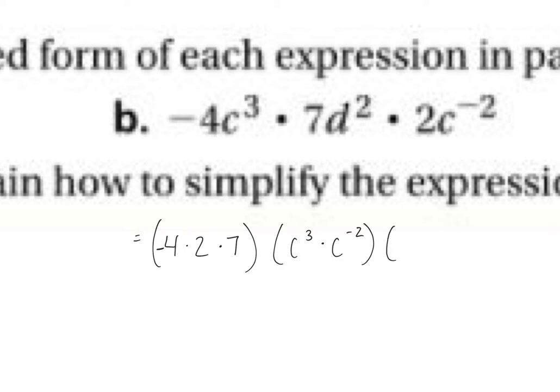It's not D2. No, it is D and a 2, but we don't call it D2. Good. D to the 2nd power or D squared, okay?